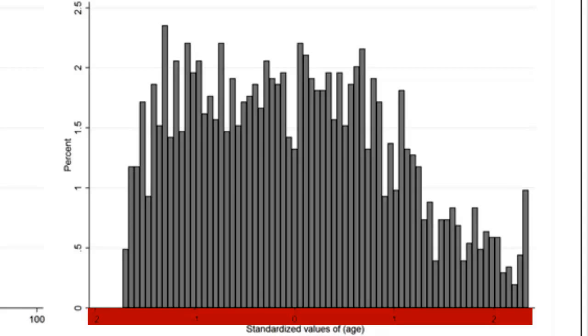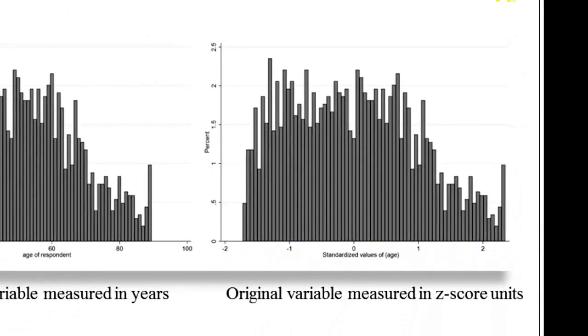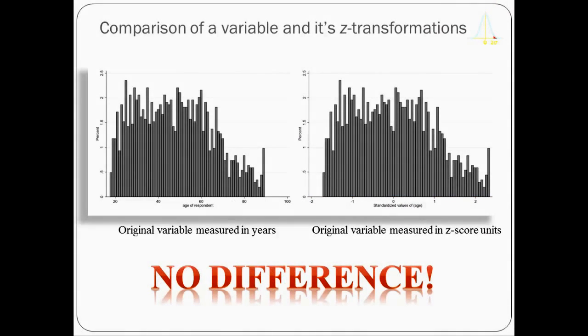And on the x-axis, instead of having age, we have z-score. And on the y-axis, we still have percentage. And lo and behold, there's no difference in these two graphics. That is, the information contained in the original age variable is identical to the information contained in the new z-score variable, except that the values on the x-axis in the one are measured in years of age, and in the other in z-score units of age.